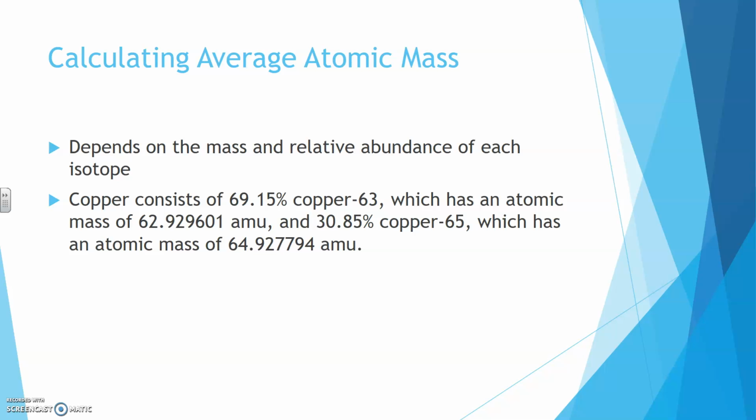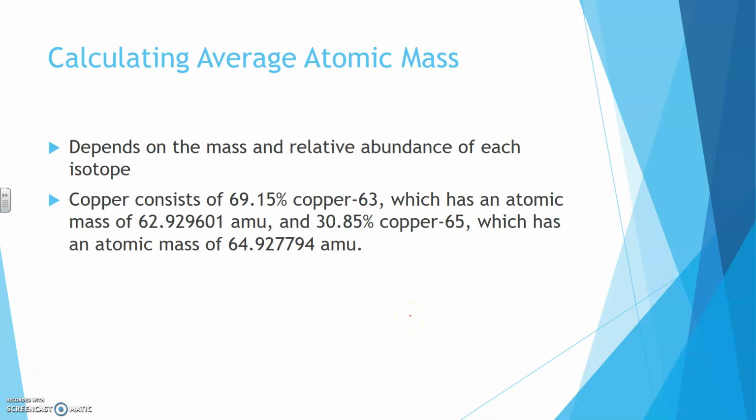So if we have a problem here, copper consists of 69.15% copper-63, which has an atomic mass of 62.929601 atomic mass units, and it's also 30.85% copper-65, which has an atomic mass of 64.927794 atomic mass units. So you have to figure out the average atomic mass. So let me get a pen here.